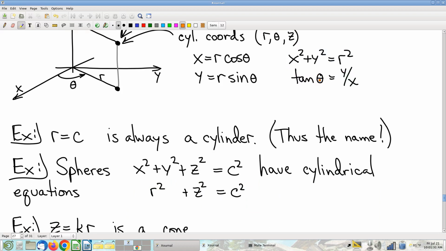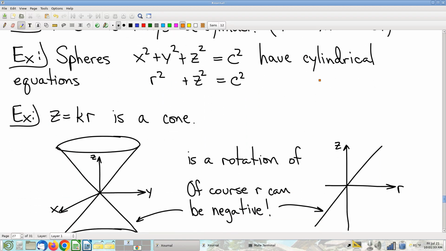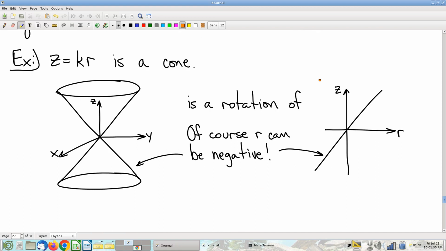Okay, now here's one that's tricky. z equals kr. What's going on here? I'm going to tell you what I think is the most convenient way to understand what's going on in this equation. First thing I notice about this equation, of course, it's in cylindrical coordinates, right? Because I see the cylindrical coordinate r and the cylindrical coordinate z, so this is a cylindrical equation. But the next thing I notice, theta is not there. Theta is missing.